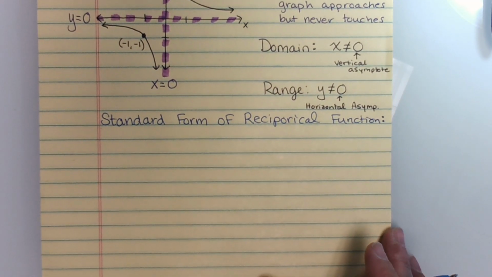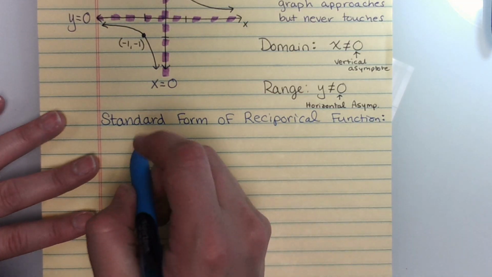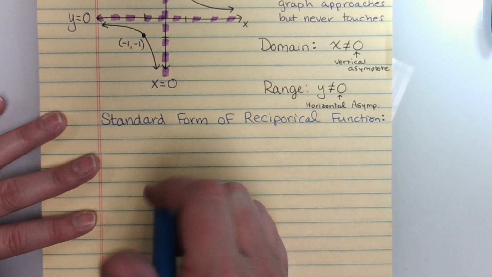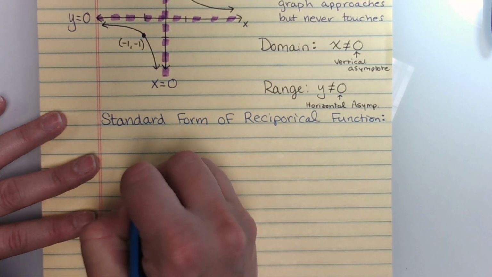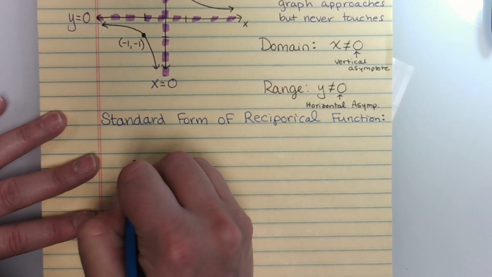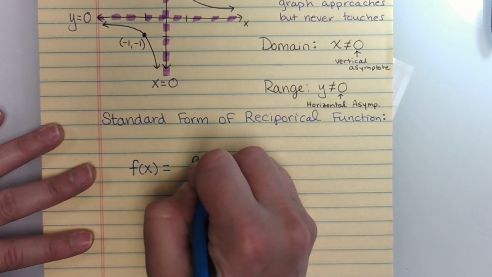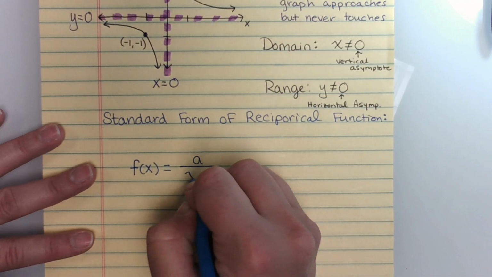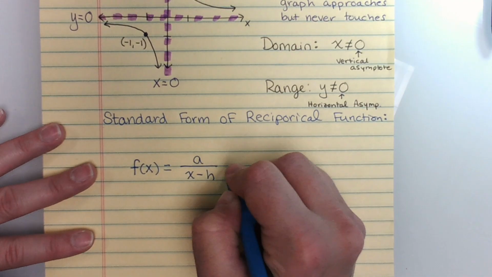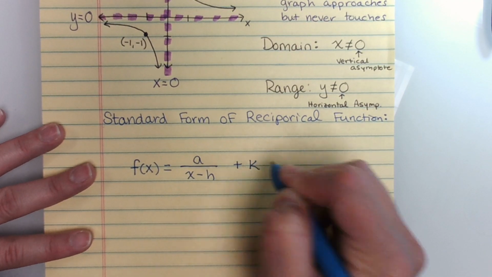The standard form of a reciprocal function, I'm writing this a couple lines down because I'm going to write some things above and below it, is f of x is equal to a over x minus h plus k.